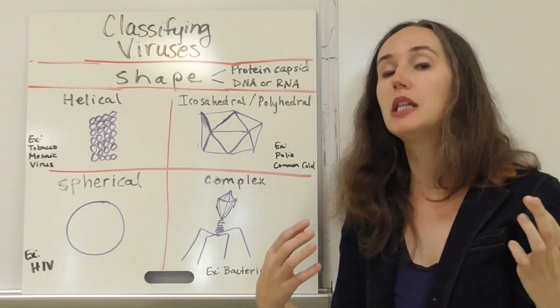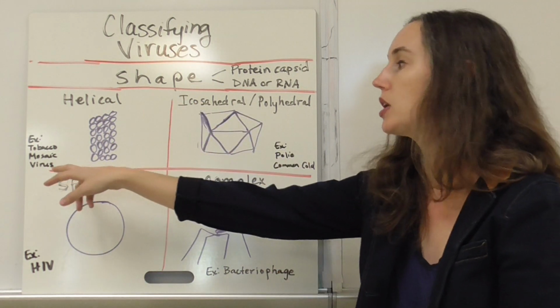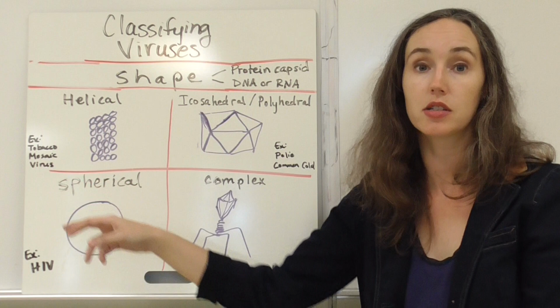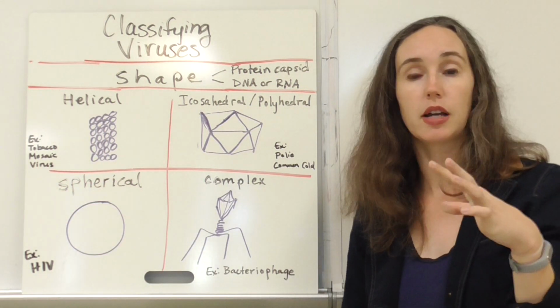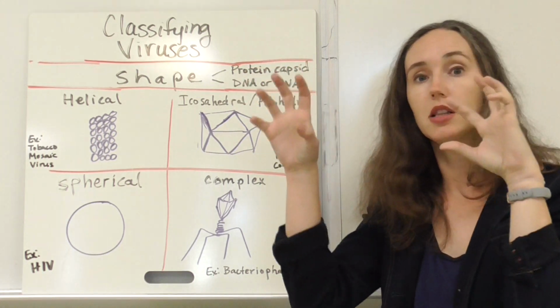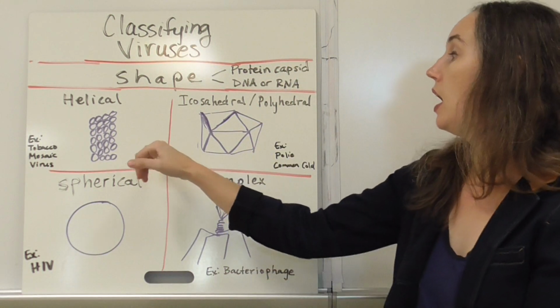Now, most plant viruses are helical viruses. An example here is the tobacco mosaic virus, which infects the tobacco plant. And mosaic, just like the art mosaic, it makes it look like it has spots all over it.